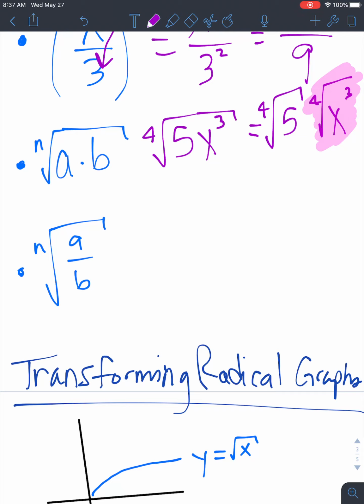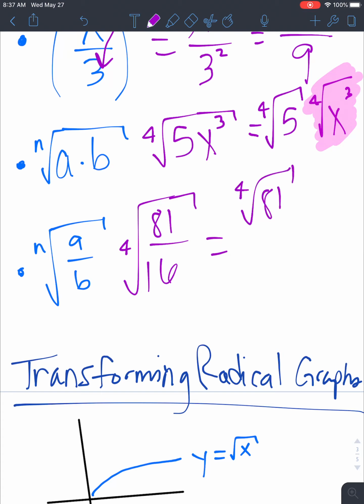But just like you can break up multiplication, you can also break up division. All right, so if we had the 4th root of, let's say, 81 over 16, we could split that up into the 4th root of 81 over the 4th root of 16, right? And the nice thing is then we can simplify all of those individually, which is a super important thing.